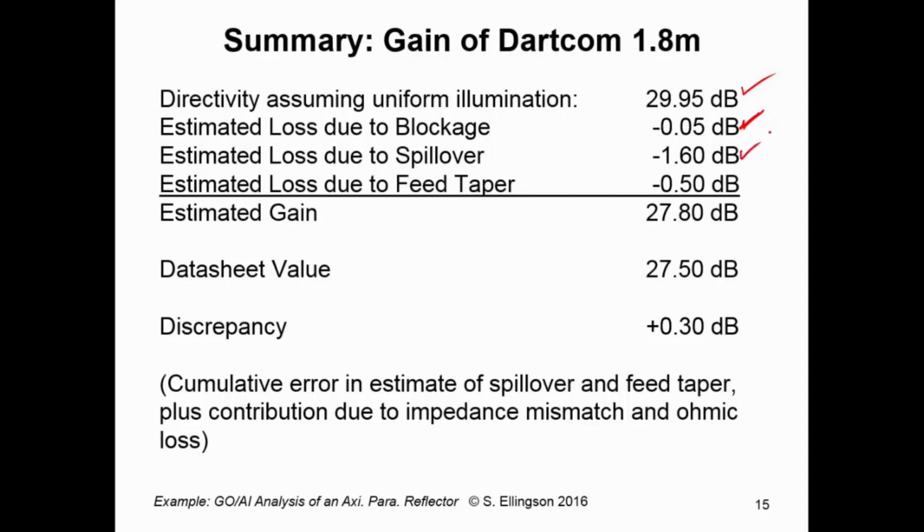We came up with minus 1.6 dB for loss due to spillover, and we came up with a value of minus 0.5 dB for loss due to feed taper. And if we add that all up, we get 27.8 dB. The datasheet value was 27.5 dB, so the difference is now 0.3 dB. And this makes good sense. Based on this calculation, we would say this data sheet is probably right, and we've accounted for all the things that are important here.